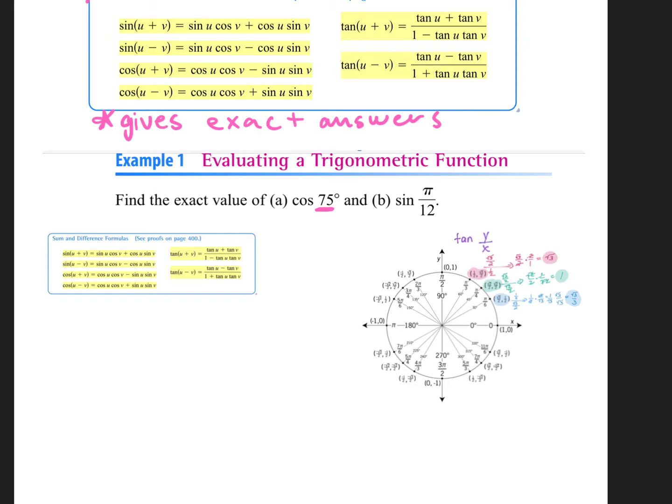So let's take a look at examples 1. So example 1a, we have to find the cosine of 75 degrees. Now we still use the unit circle, but what two angles on the unit circle either add up to 75 or subtract to 75? 45 and 30. So we're trying to find the cosine of 45 plus 30. So we're going to use the one that's cosine and adding.